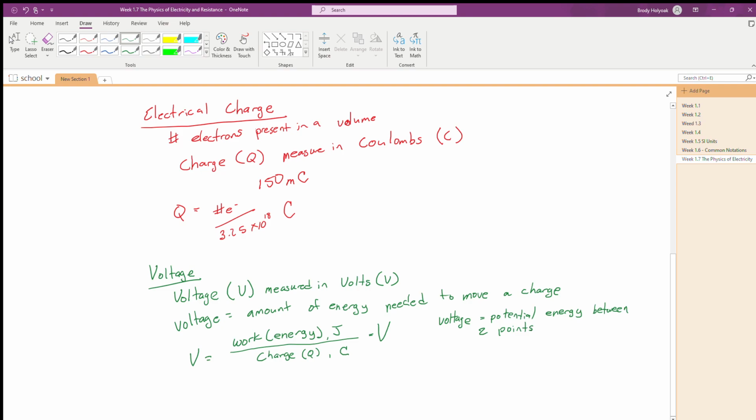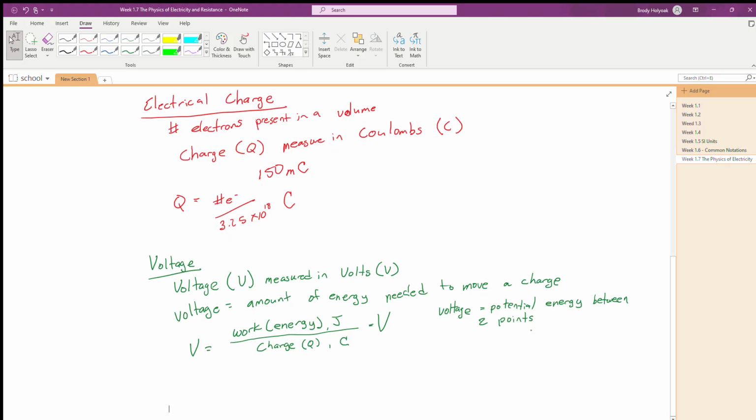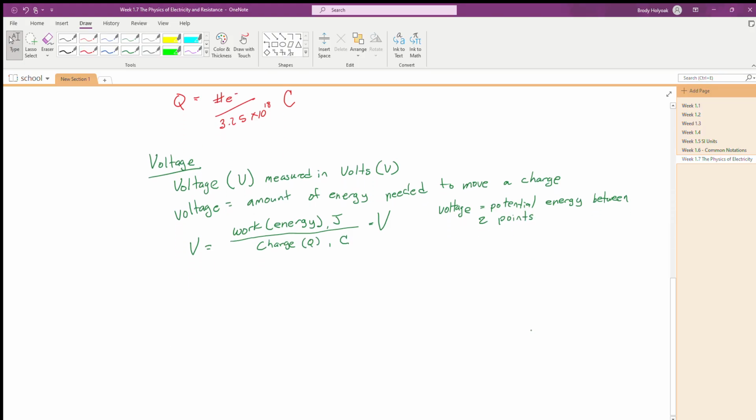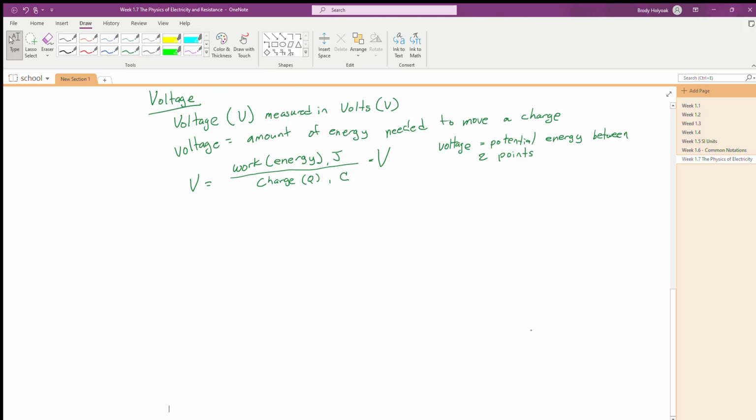So how much energy would it take to move the electrons from one point to another that we're measuring? All right, so we got voltage. So charge again is the physical number of electrons. Voltage is the amount of energy or the force that is needed to push around said number of electrons. And then the next thing we're going to talk about is current.